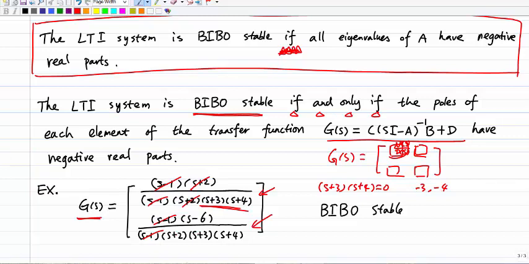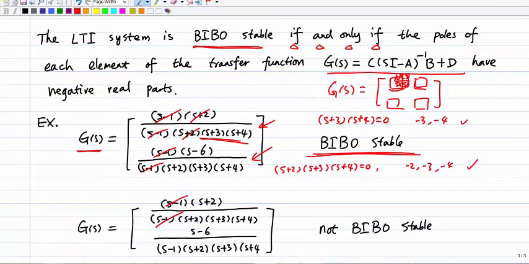Similarly for this one, we have three poles, right? Basically, we have (s plus 2), (s plus 3) and (s plus 4), and you set them to be 0. Again, because this cancels out, you don't consider that as a pole. So I have s equal to -2, -3, and -4, three poles. So for each element, the poles of each element have negative real parts. That's true. So it is BIBO stable.